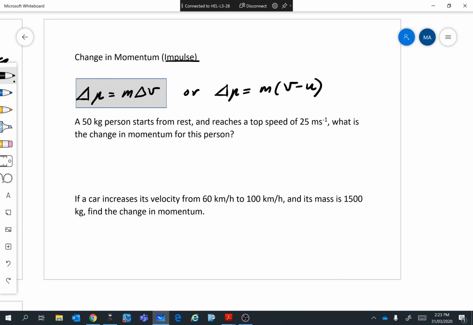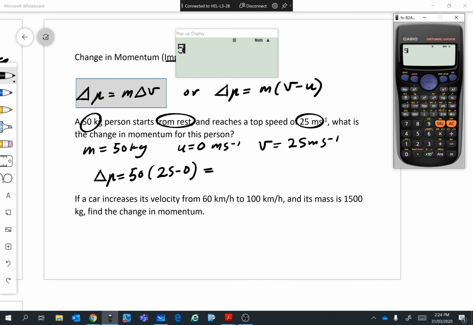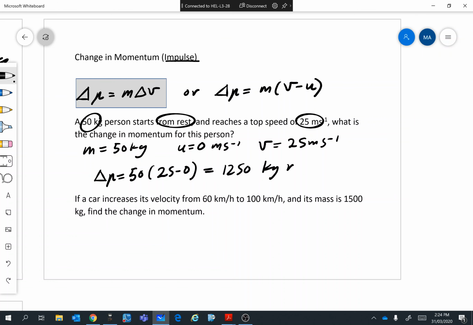So you might want to pause the video and have a go at this one on your own now. Then I'll have a go at these two examples. So in this first one, all the units are standard, that's fine. So the mass is equal to 50 kilograms. The initial velocity, well, they start from rest, so that means it's equal to 0. And the final velocity is 25 meters per second. So the change in momentum is equal to the mass by v take u. So 50 by 25 gives us 1,250. There's no real direction given here. We'll just assume the person's running forwards.